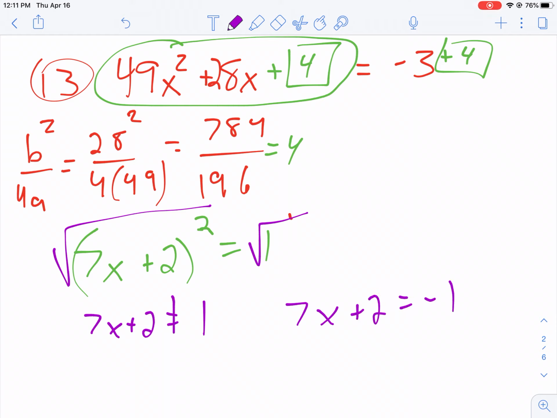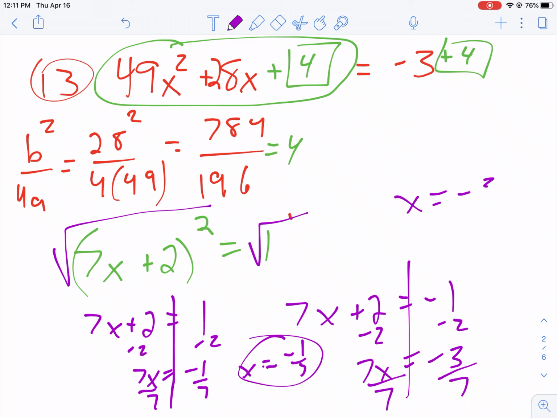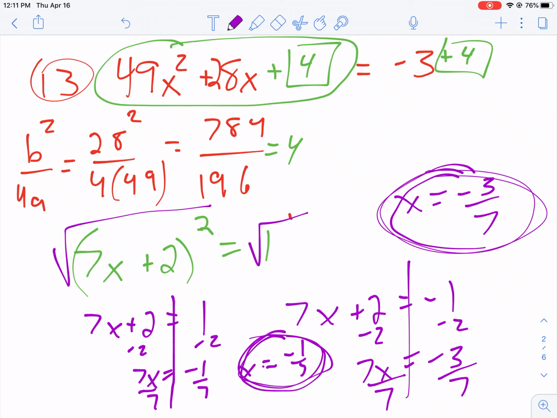Now when you solve this, just solve for x. Minus 2, so 7x equals negative 1, divide by 7. So x equals negative 1/7. Then we solve the other one. Minus 2, negative 3 equals 7x, divide by 7. So x equals negative 3/7. So negative 3/7 and negative 1/7, those are your answers there.